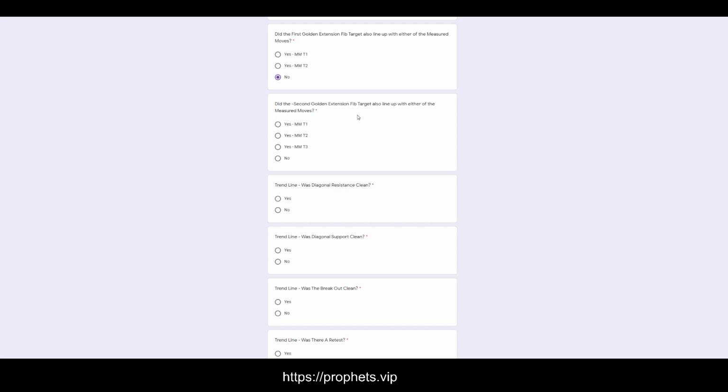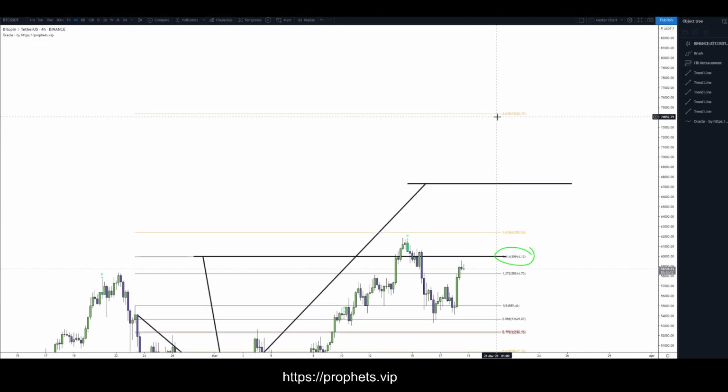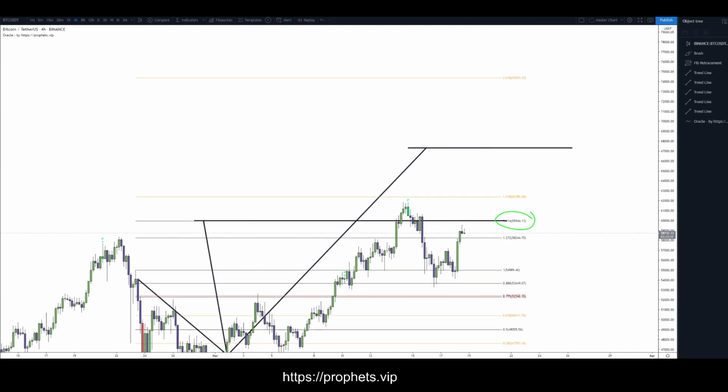Did the second golden extension fib also line up with either of the measured move targets, which means up here, right? This is this guy. This is the first one. Here's the second one, right? So the second one, that's a no as well.